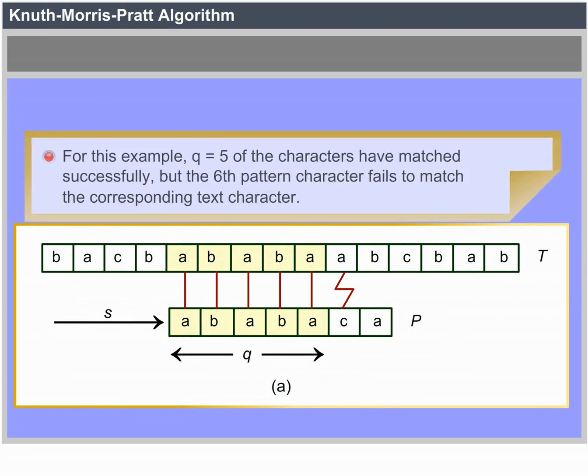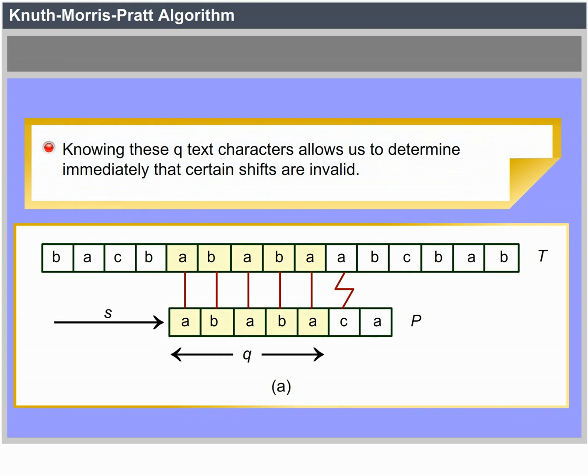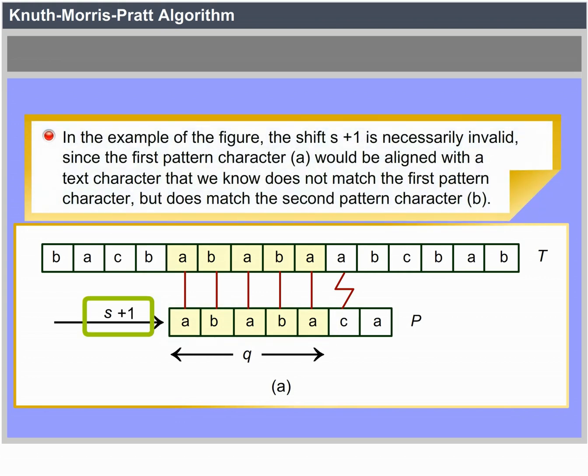For this example, Q equals 5 of the characters have matched successfully, but the sixth pattern character fails to match the corresponding text character. The information that Q characters have matched successfully determines the corresponding text characters. Knowing these Q text characters allows us to determine immediately that certain shifts are invalid. In the example of the figure, the shift S plus 1 is necessarily invalid, since the first pattern character A would be aligned with a text character that we know does not match the first pattern character but does match the second pattern character B.